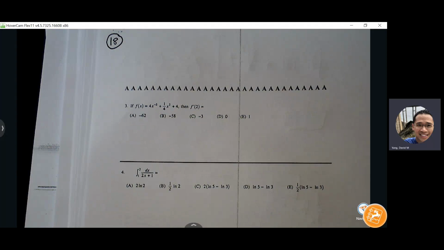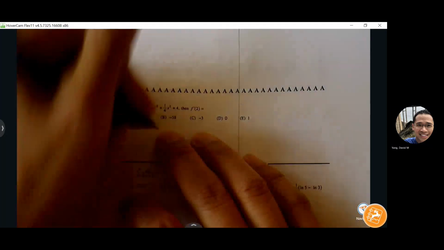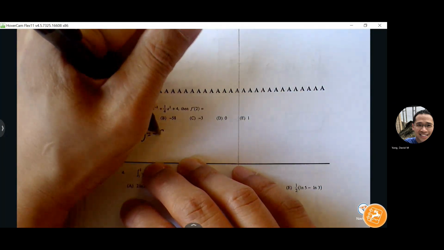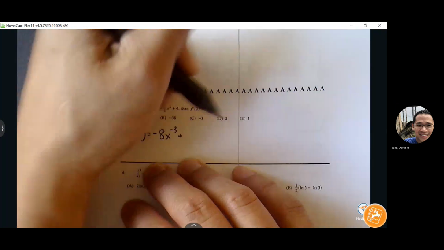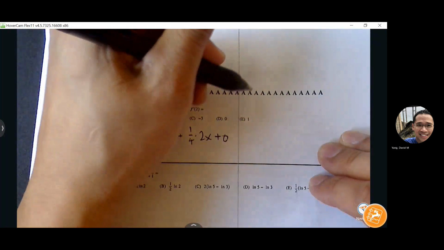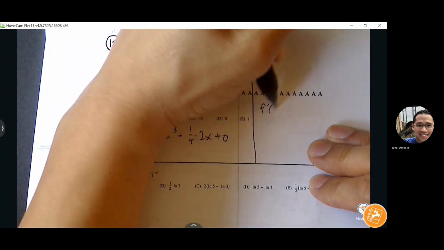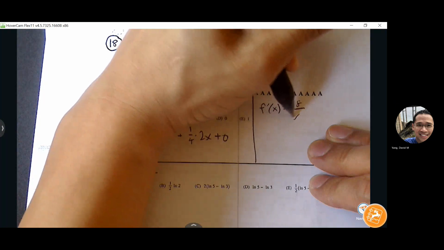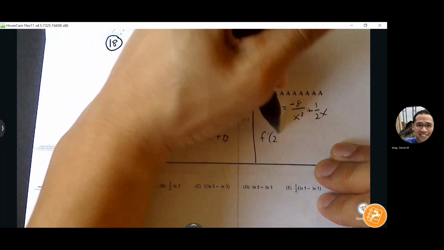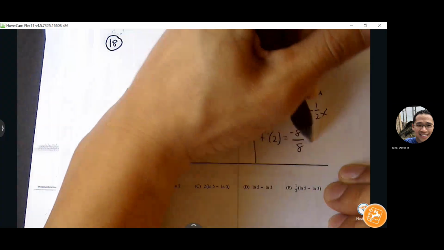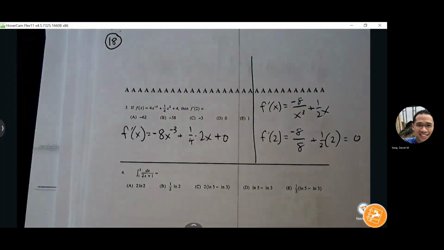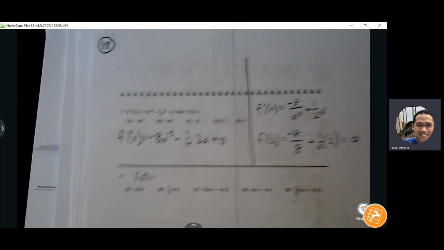Again, find the derivative using power rule and then plug in 2. Negative 1 plus 1 is 0.